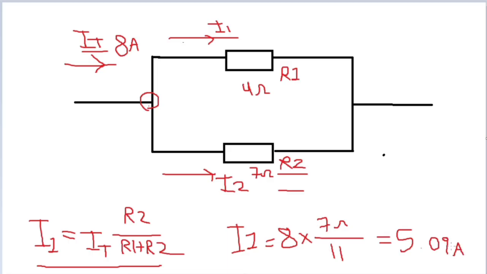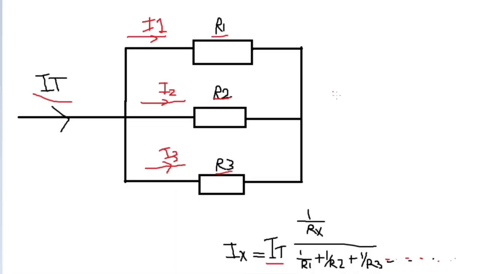And here, to find I2, since we have I1, we can just do 8 minus 5.09, and that will just give us 2.91 amperes.